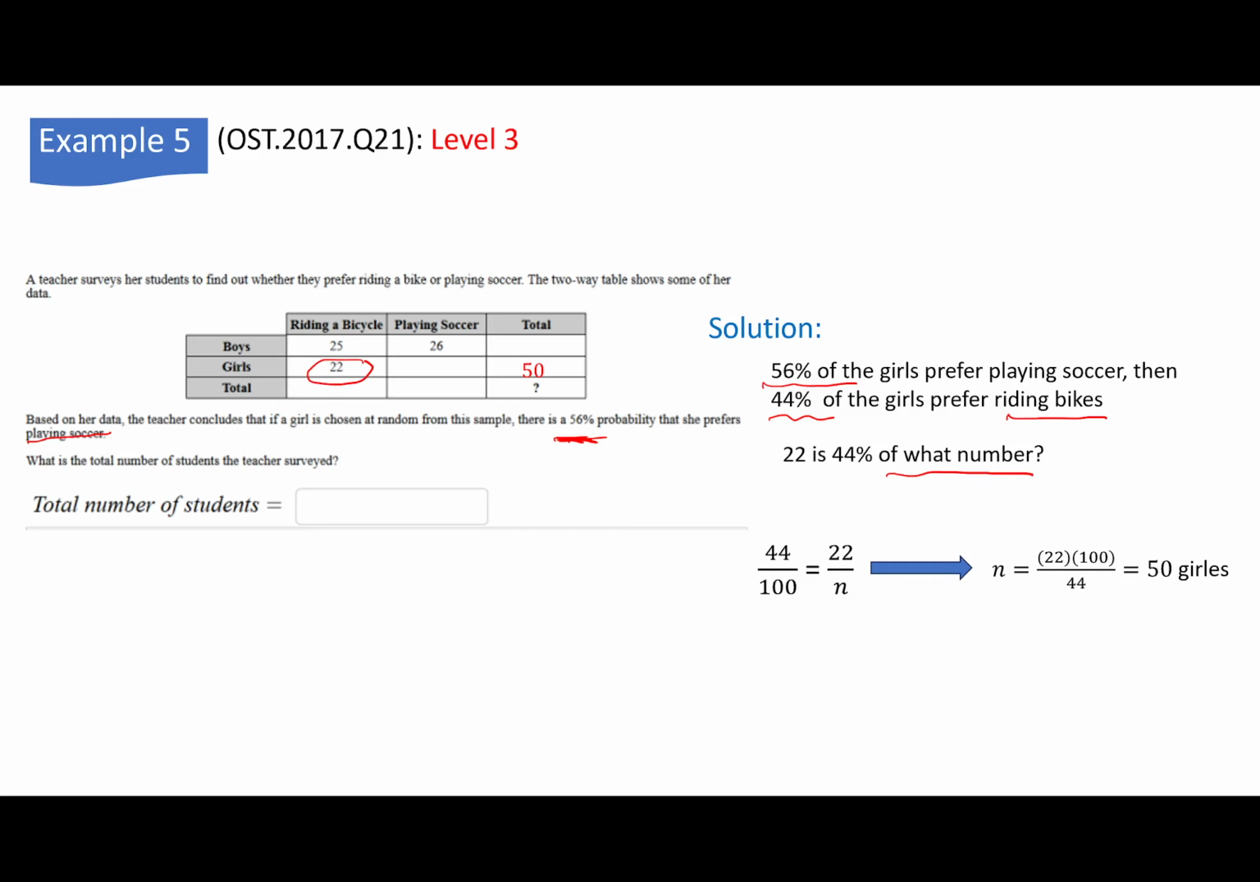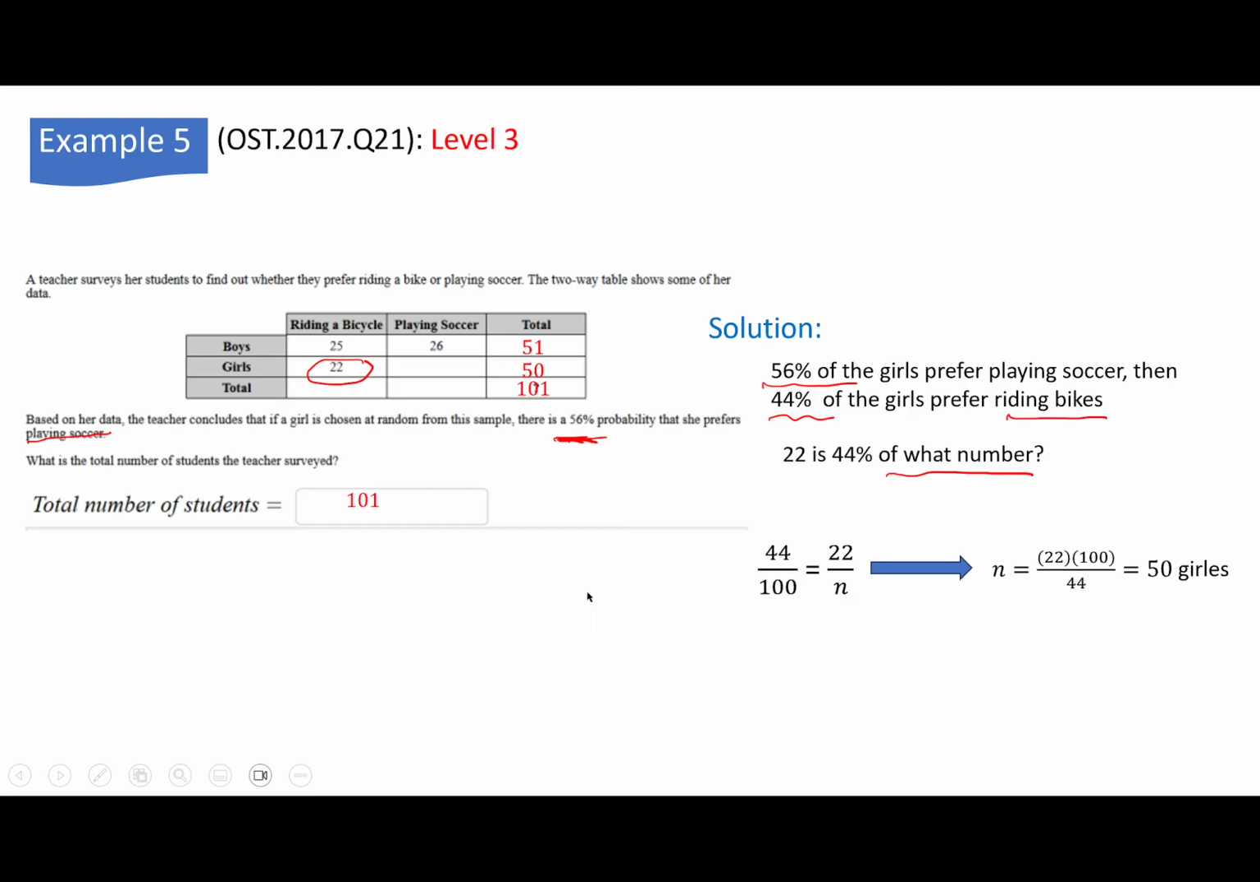Now, what is the total number of students the teacher surveyed? We need this. You add these two. 51 plus 50 is 101. And the answer is 101.